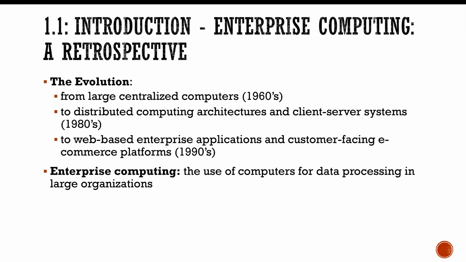The more things change, the more they stay the same. You may have heard that phrase, and it is applicable to what we're talking about today. We talk about the evolution of large systems, large centralized computing systems. In the 60s, the mainframes evolved to distributed computing architectures and client-server systems in the mid-1980s. Then in the 1990s, we migrated to web-based enterprise applications and customer-facing e-commerce platforms.